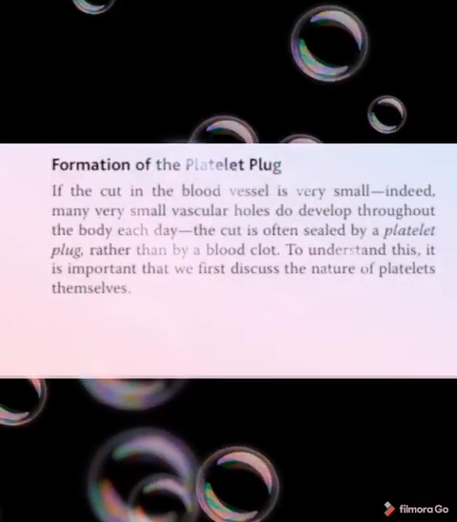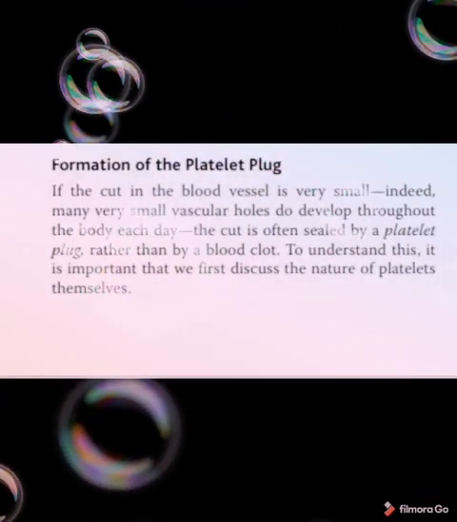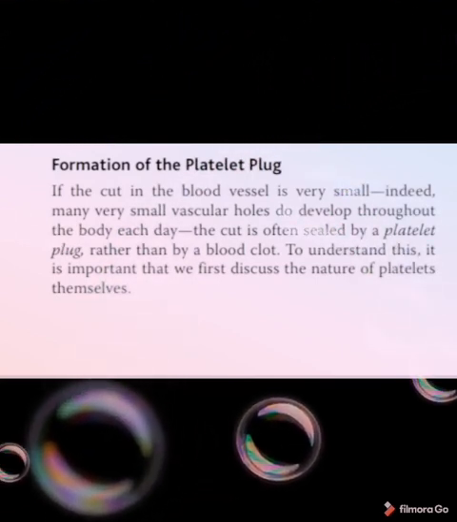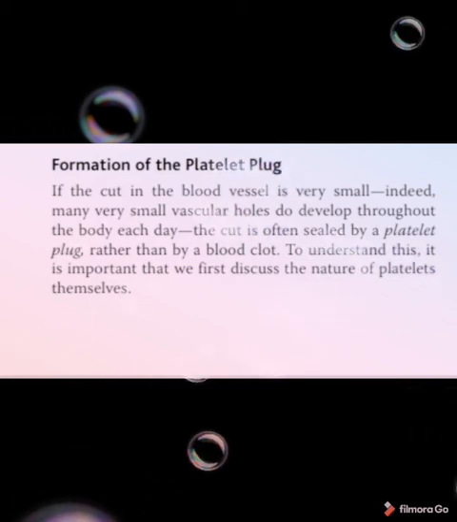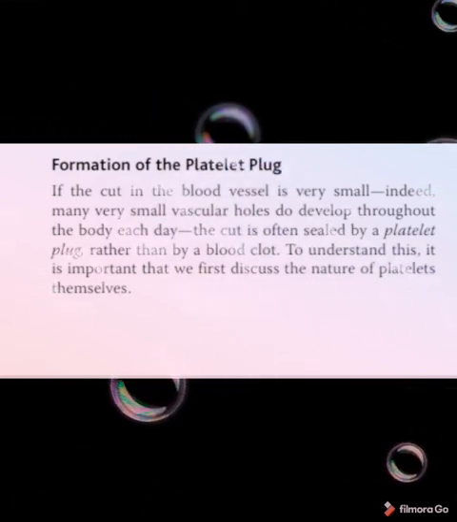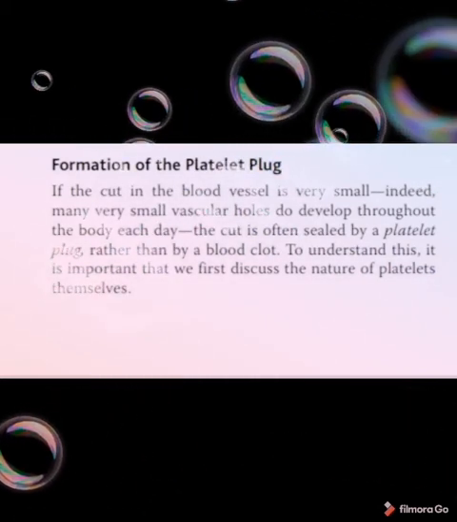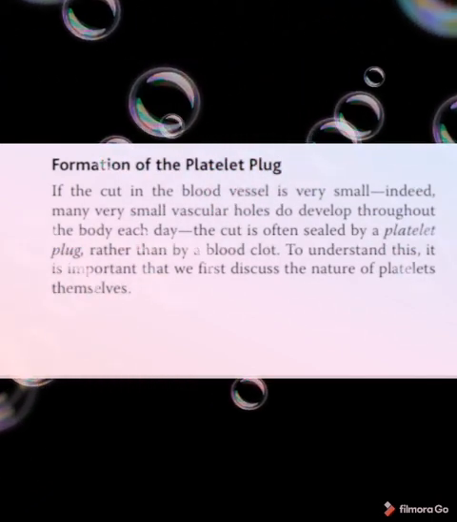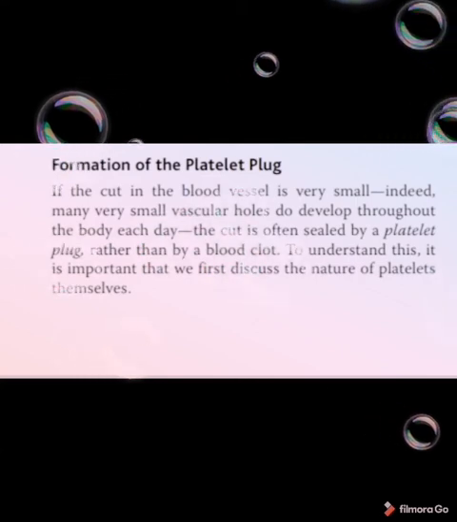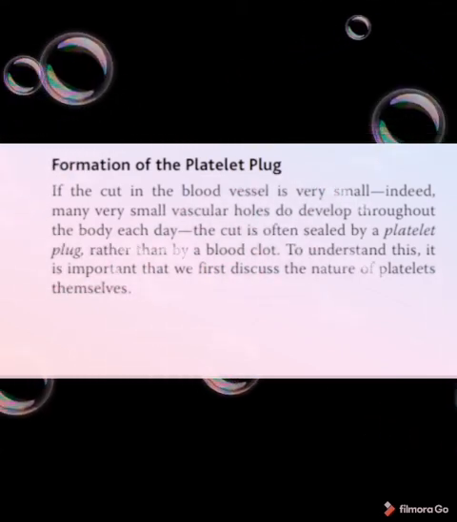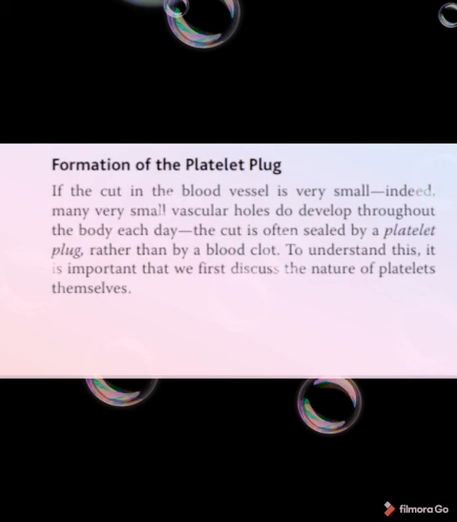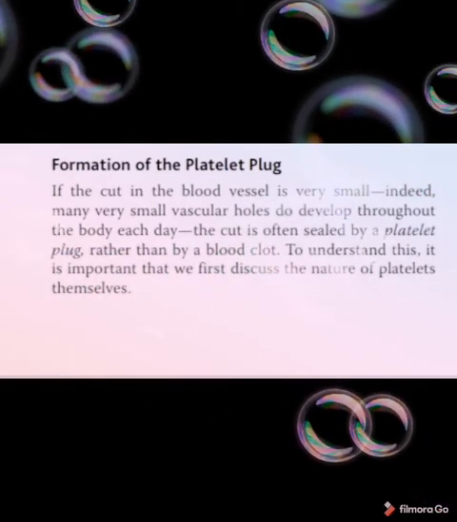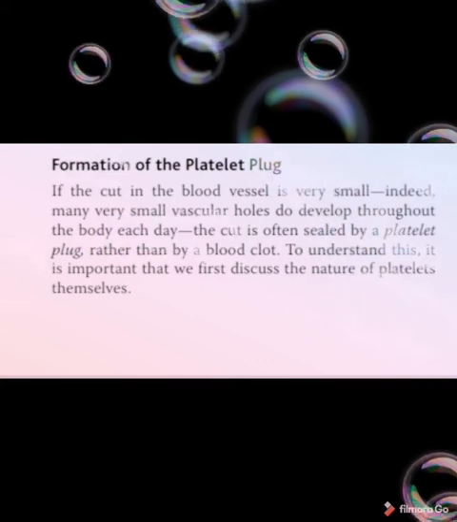Next is the formation of the platelet plug. This is a very main mechanism when the blood vessel is very small. As I said, if a larger blood vessel is traumatized, the muscular spasm is a very important mechanism. But if a smaller vessel is traumatized, the platelet plug will be formed and seal the cut. Rather, there will be no blood coagulation mechanism, only platelet plug formation will occur.